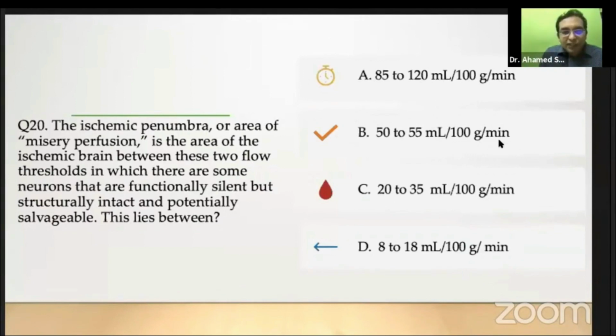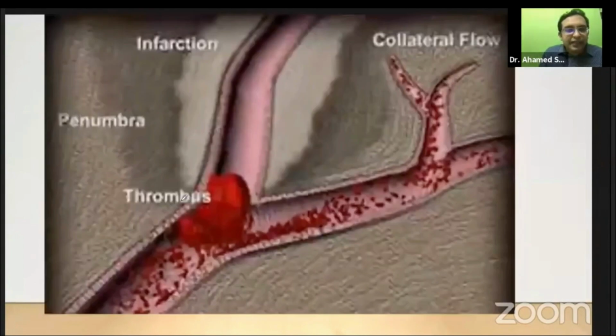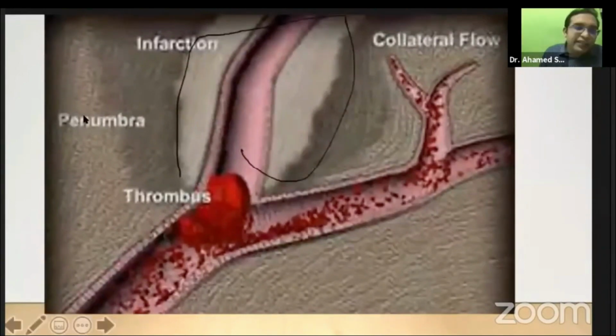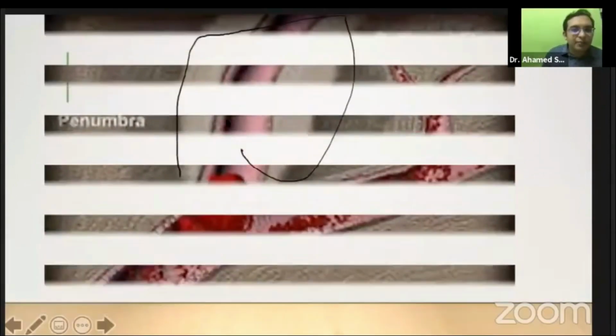So this is actually functionally silent, as we said, because of the electrical silence which is occurring. Actually, this is an area represented by 8 to 18. So as you said, there is a thrombus which is occluding the artery, and this area has already undergone infarction. And this is the area which we call the penumbra region, the area with misery perfusion.